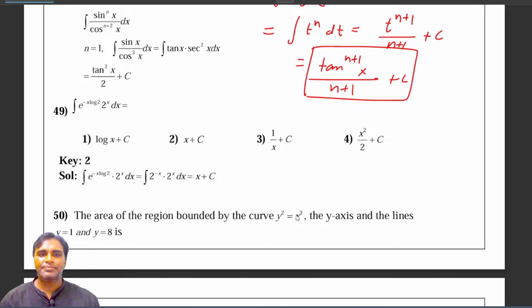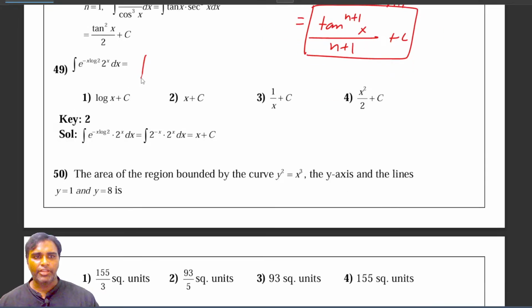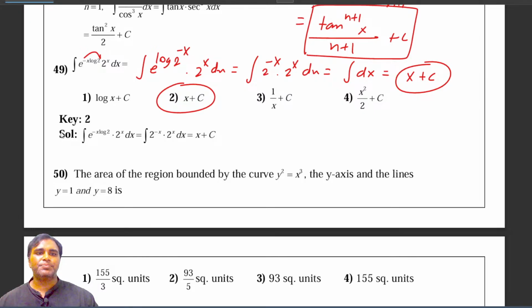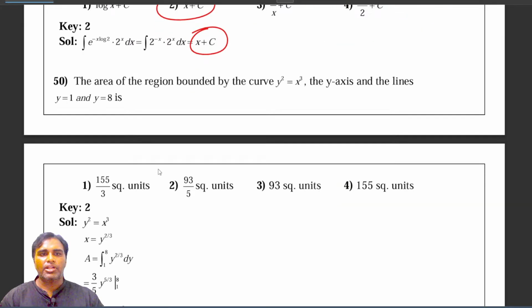49, let's see. Again very much easy question. Minus x will go to this one. E power log 2 power minus x into 2 power x dx. Log e will get cancelled, so 2 power minus x into 2 power x dx. So this will become 1 dx, and dx integration is x plus c. So we are getting what? Option 2. x plus c, 49.